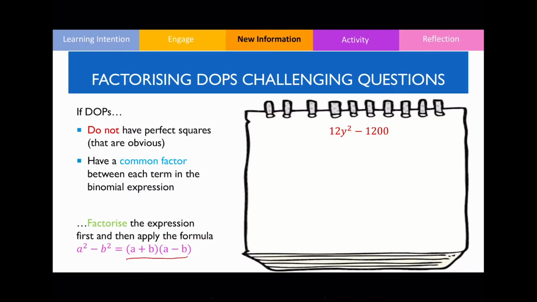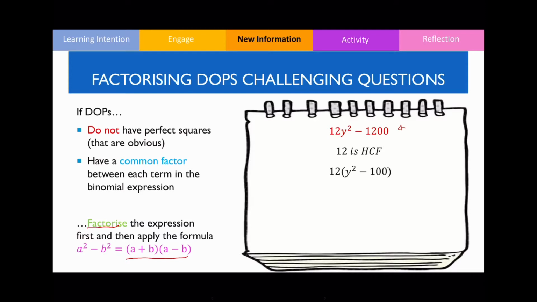So when we have a DOP that doesn't have perfect squares that are obvious and there is a common factor between the terms, what we need to do first is factorize the expression before we apply the DOP rule, okay? So in this case over here, we can clearly say that the common factor present in this particular expression is going to be 12, okay? So 12 is your highest common factor. So if this is the case, we'll first factorize the expression by taking 12 outside.